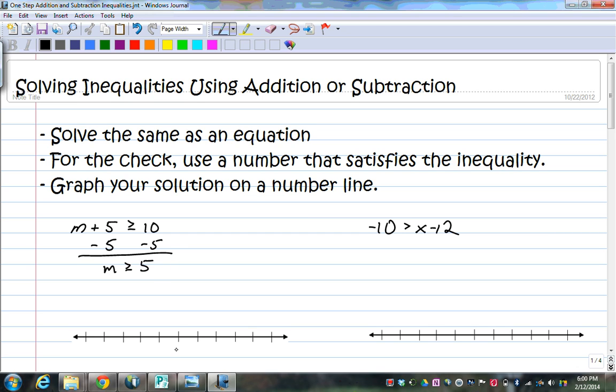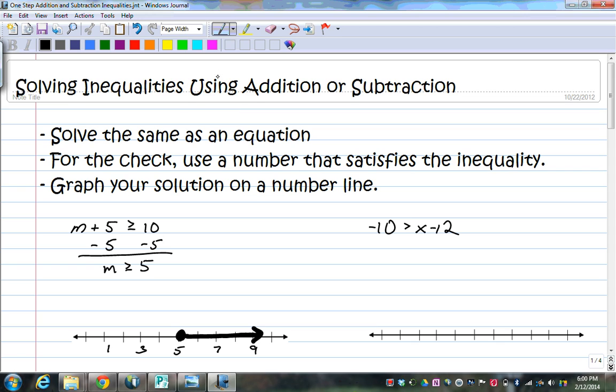So I come down to my number line. I'm going to put 5, my solution, in the middle. And I'm going to skip here. 5, 6, 7, 8, 9, and 3, and 1. Greater than or equal to 5, so that means that I'm going to have a filled in dot, and it's going to point to the right in the greater than direction.